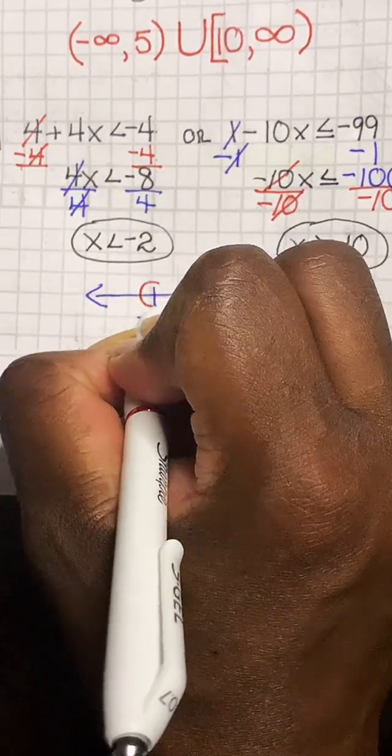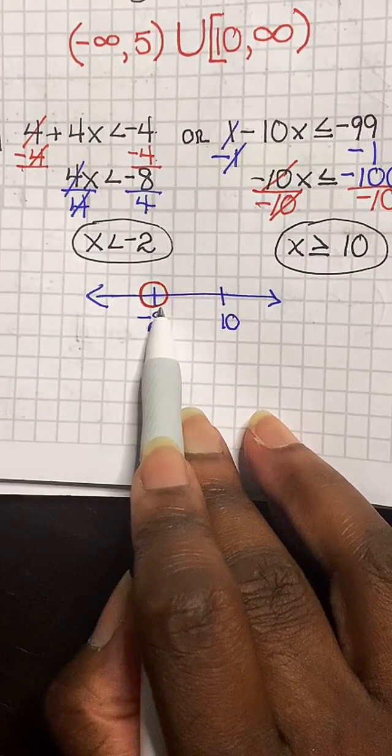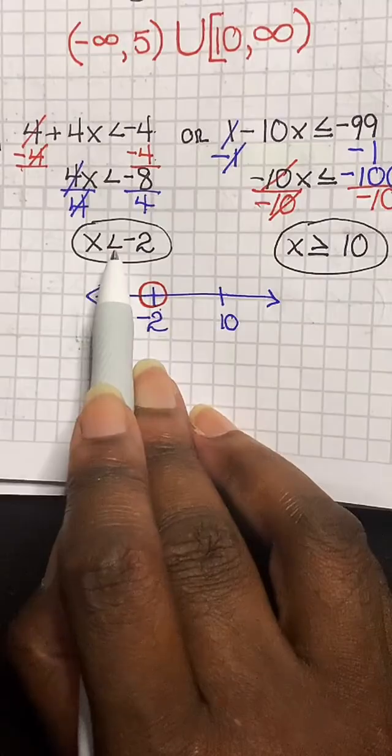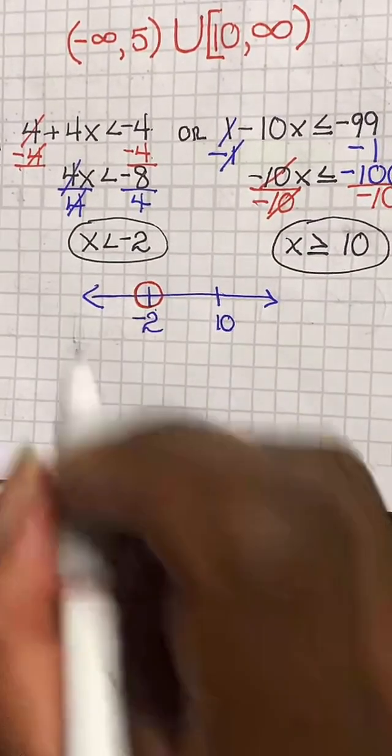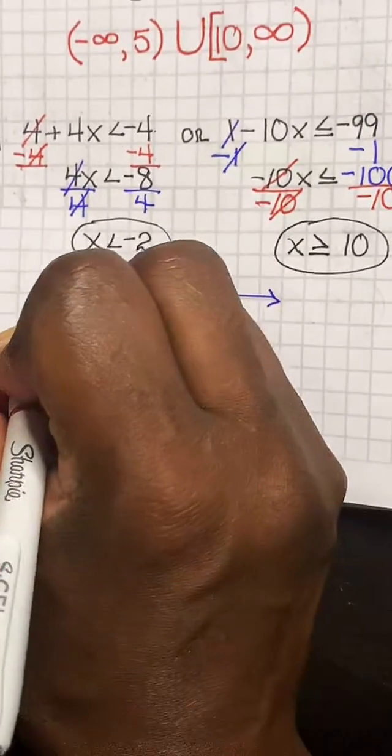Okay, so there's no line underneath, so it's going to be open. All right, so x is less than -2. So less than goes all the way down to -infinity.